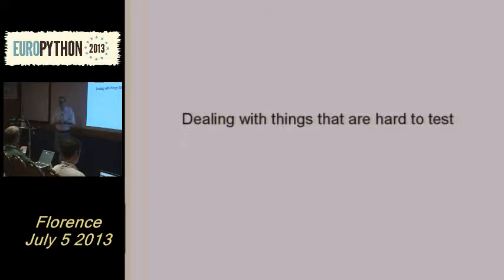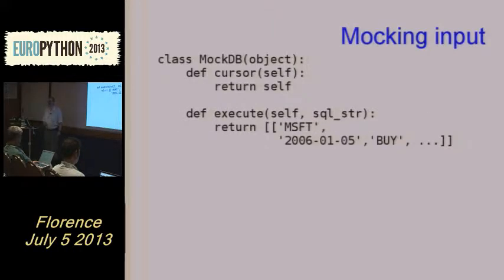So how do you deal with the things that are really hard to test? You may have components that you need to call that are too complex to do tests against. You cheat. Instead of checking against the component that you need to call, you make a mock object which fakes the component. So here I have a mock object of the database that we had before in the input example.